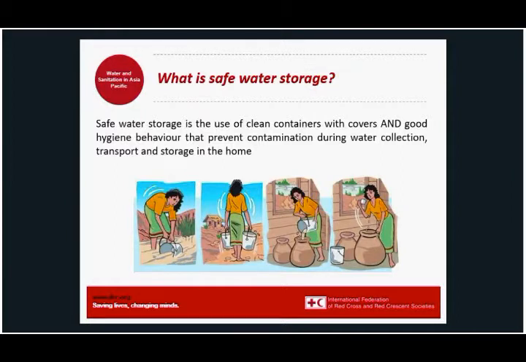As you can see from the pictures, there are 4 different pictures. And you can also see that the water can be contaminated at the source, during the travel from the source to home, and water also can be contaminated at the house level.